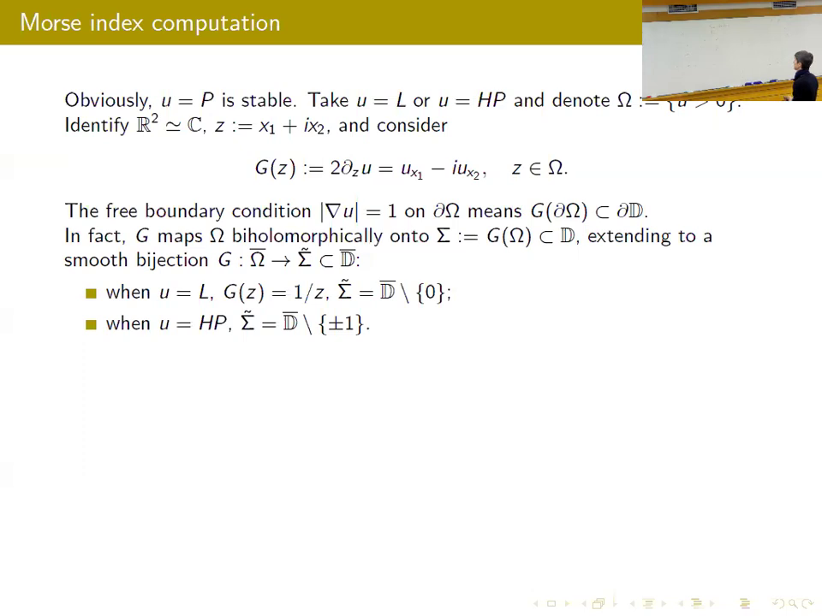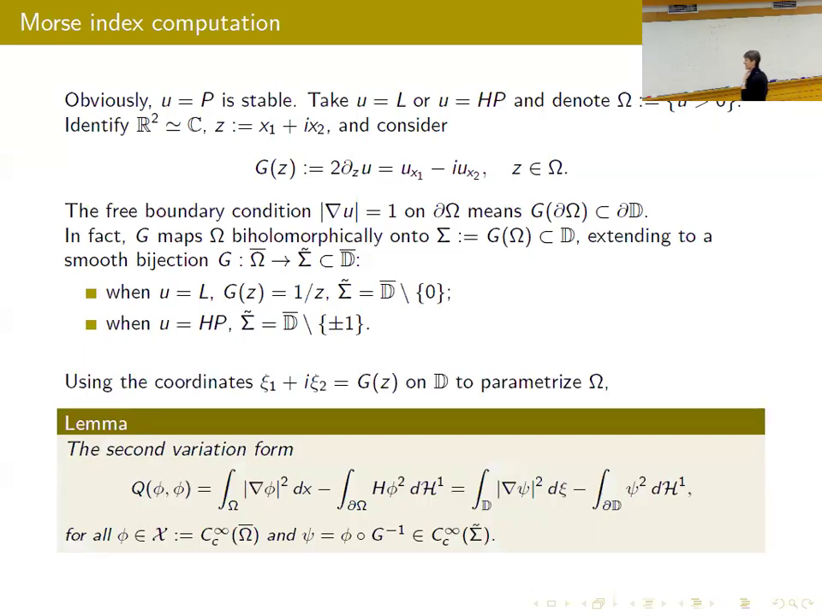Okay, so now you could use the unit disk to parameterize the positive phase in both cases, and use this parameterization to rewrite the second variation form. And it turns out in these new coordinates, it has a very beautiful expression. It's just the Dirichlet energy minus the L2 energy over the boundary of the unit disk. So the curvature term converts into this. Okay.